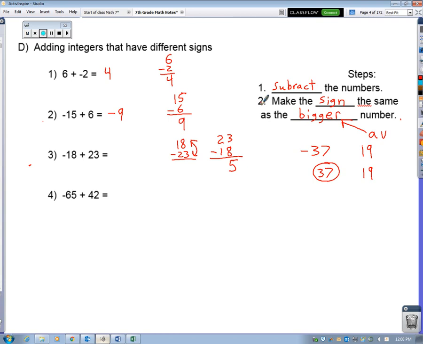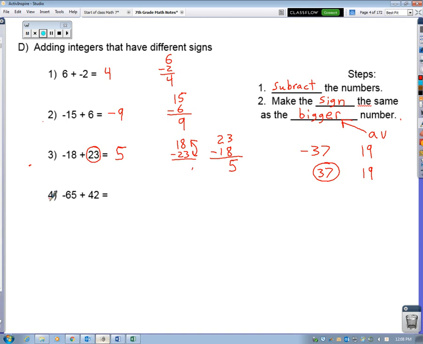Step number 2, make the sign the same as the bigger absolute value. Looks like our bigger absolute value is going to be 23. 23 is further away from 0 than 18, so it's bigger. So this is just going to stay positive 5 for our answer. Alright, cool.